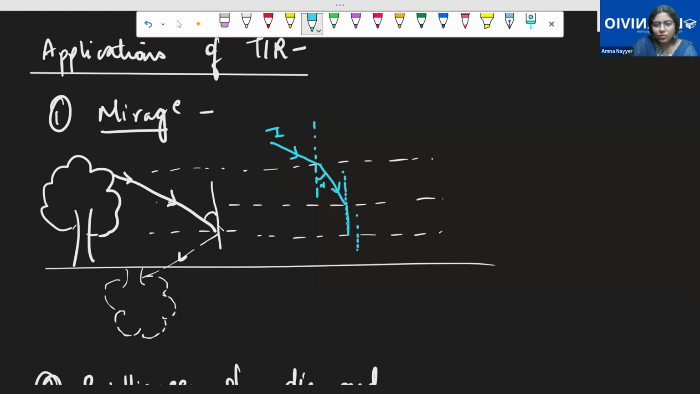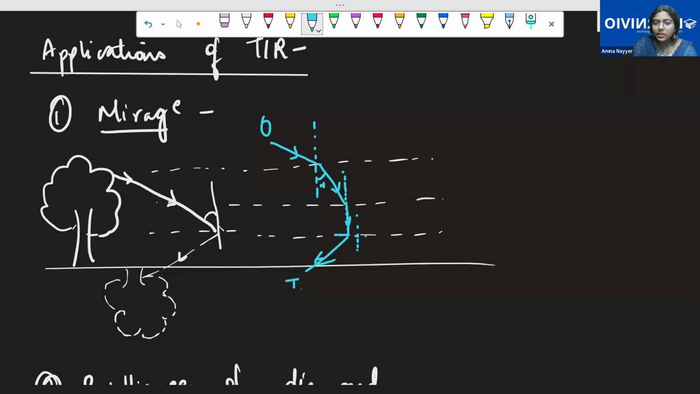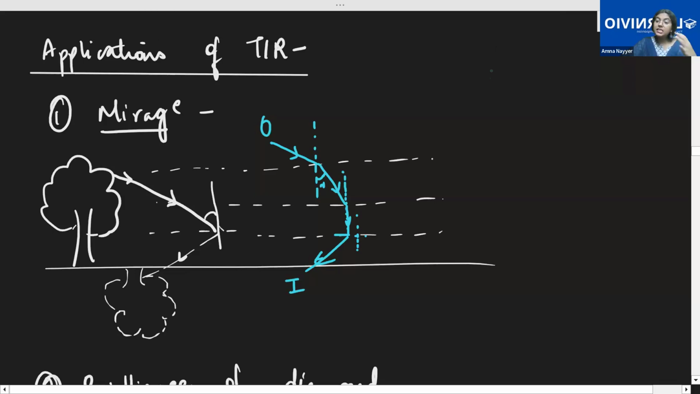Let's say this grazes over the surface. This is the critical angle. Now this is the normal. When you are exceeding it, what will happen? This will be totally internally reflected back into the surface. So what happens? Here you had the object present. Here your image will be formed, just by the layers of atmosphere. So this is known as mirage formation.